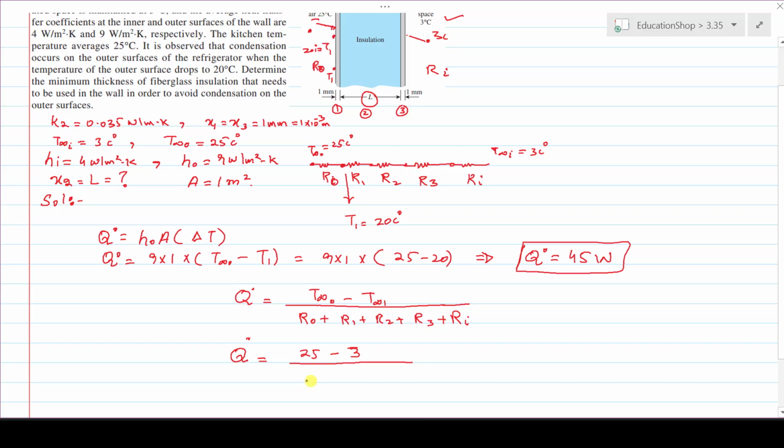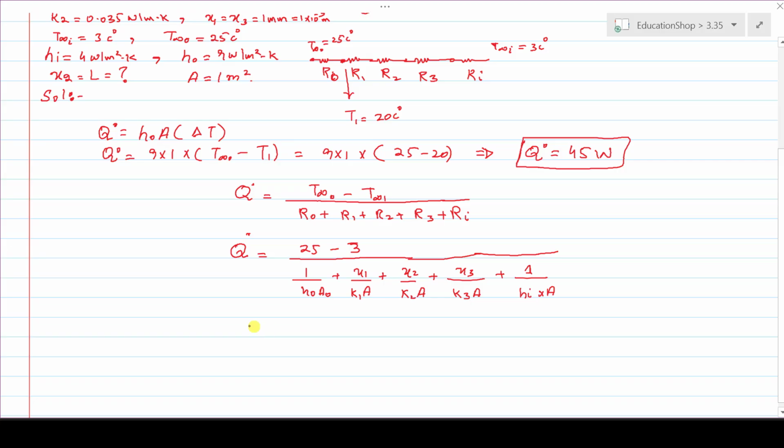The value of R0 is 1 divided by H0 A0 plus the value of R1, that is equal to X1 divided by K1, and A0 is the same for all, that is 1. Here you can see. Then R2 is X2 divided by K2A plus R3, that is X3 divided by K3A plus Ri, that is 1 divided by Hi multiply area. Now just simply enter the values at each corresponding point.